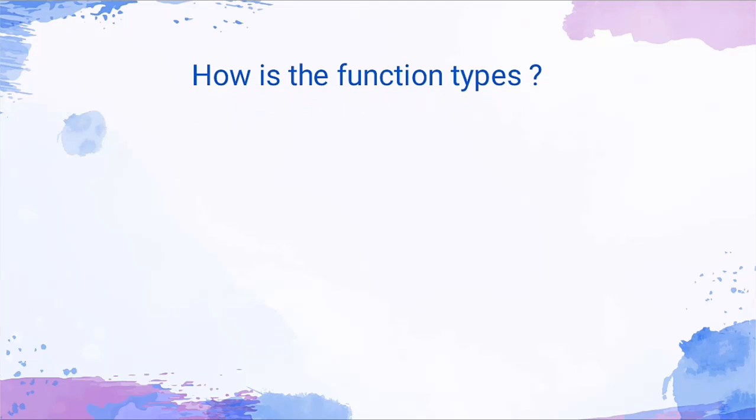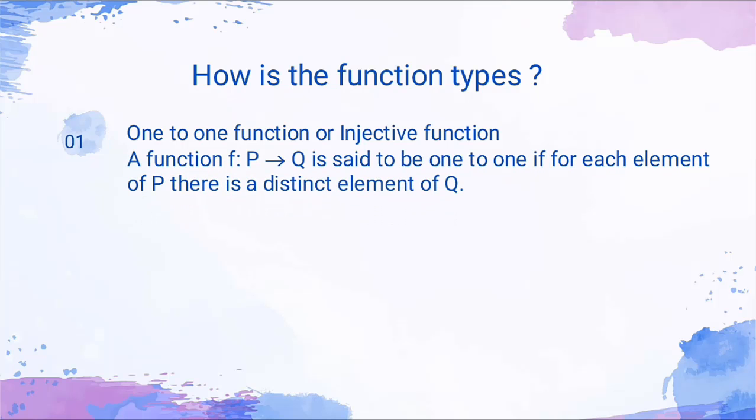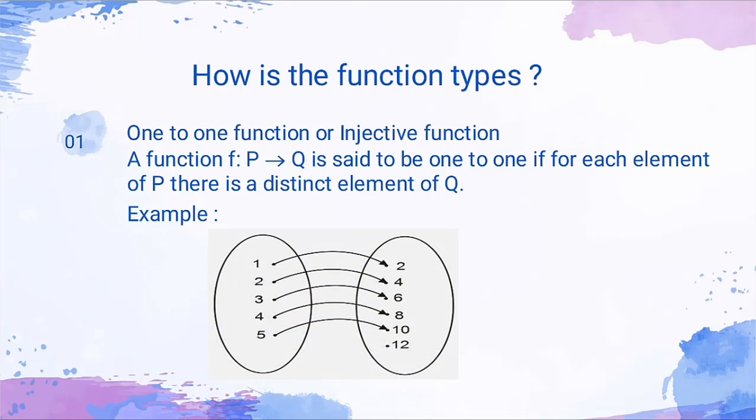What are the function types? Number 1, one-to-one function or injective function. A function from P to Q is said to be one-to-one if for each element of P there is a distinct element of Q. Example: 1 maps to 2, 2 maps to 4, and so on, as can be seen on the screen.